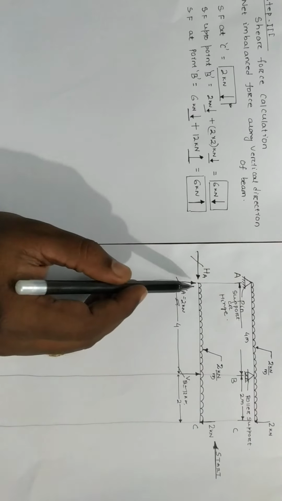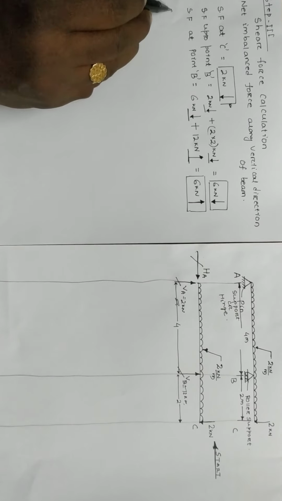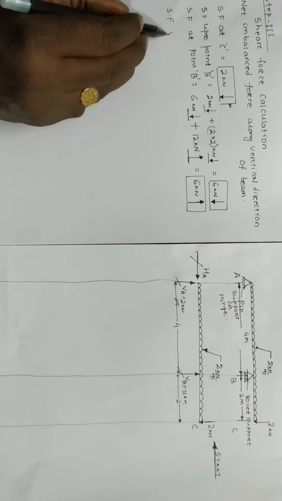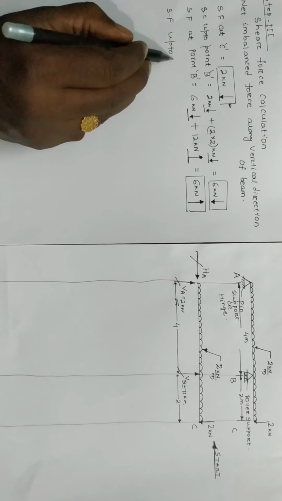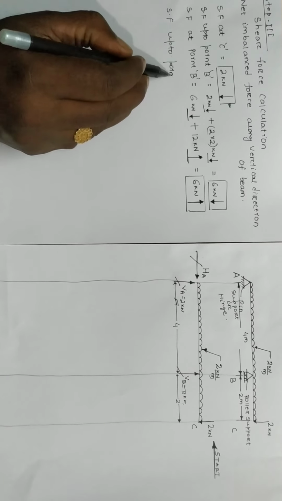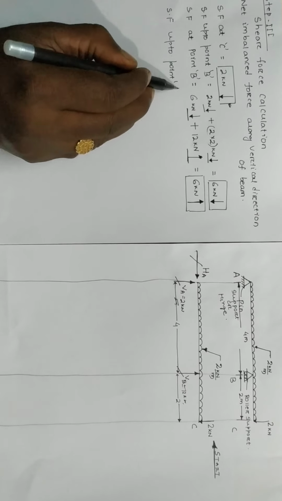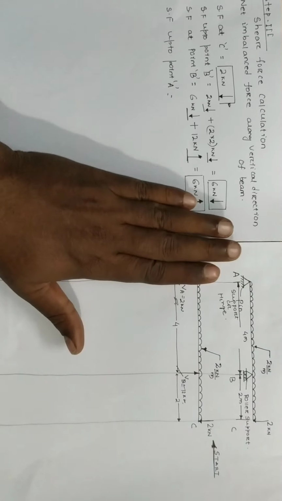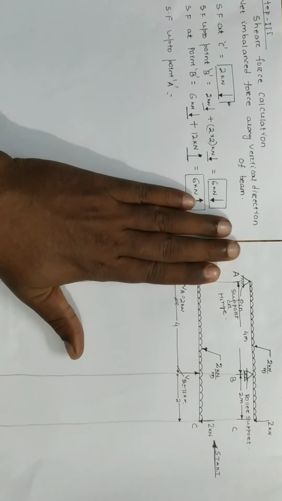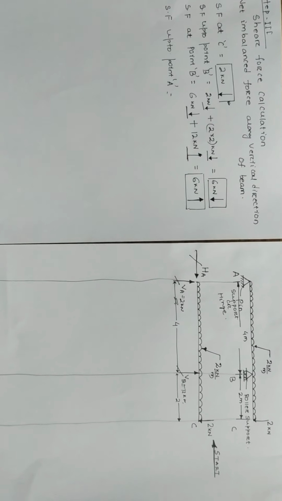Then I will move up to shear force up to point A. If I put my hand, the point A is not seen. That means limiting condition. I am approaching point A. I have not reached point A.